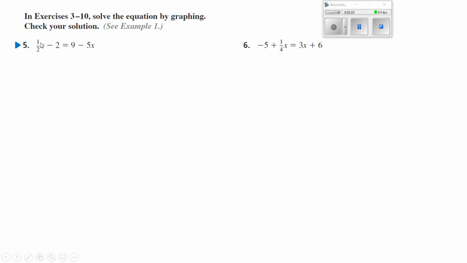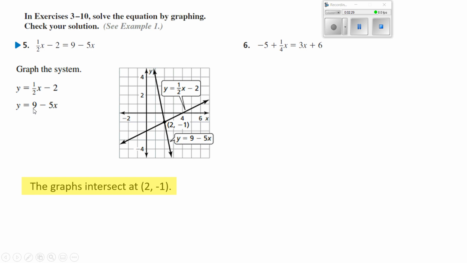Now we have y equals 1/2 x minus 2, and y equals -5 plus 9. And I wish they would have wrote this correctly. I don't like it when they leave things out of order. This should have been y is equal to -5x plus 9, instead of this.